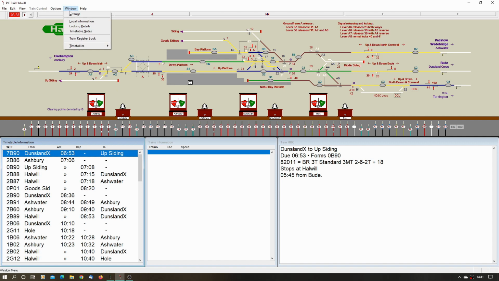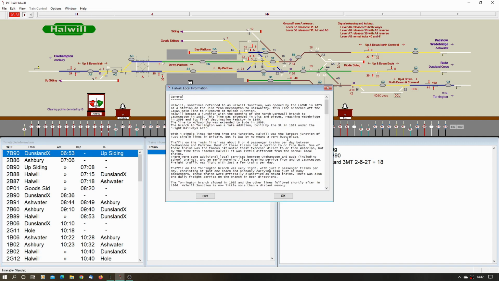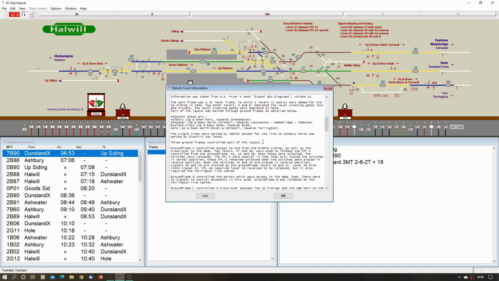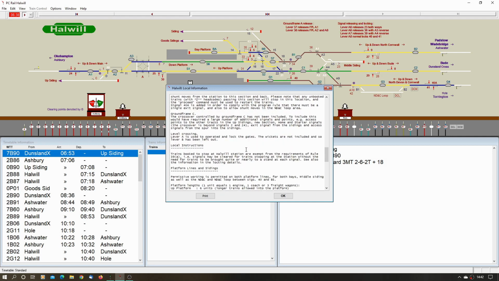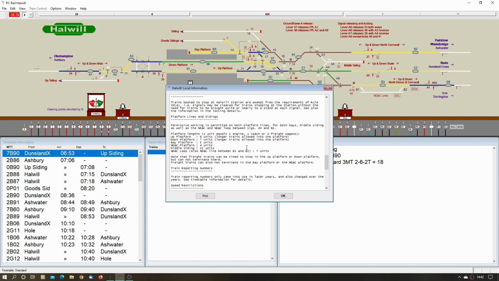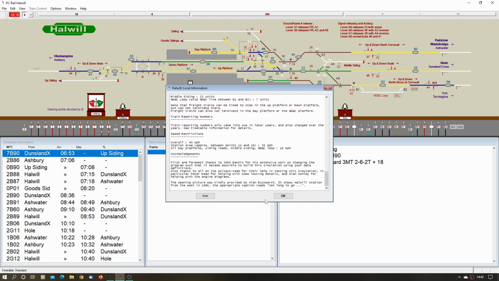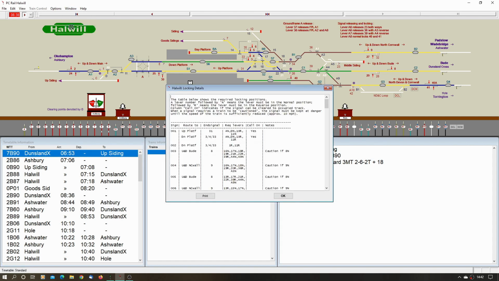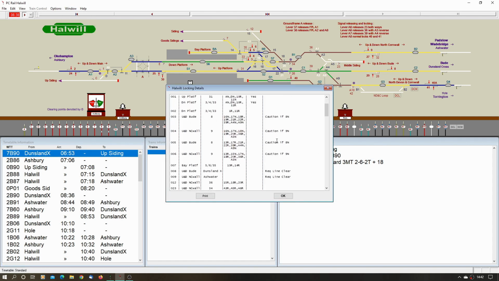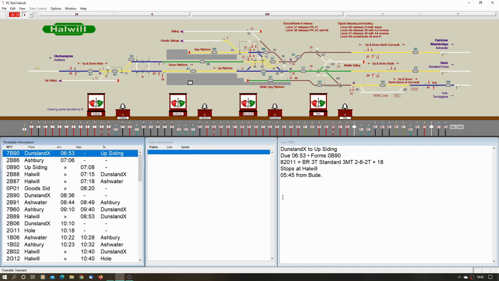I would always recommend you, as always, have a read through the local information. There's quite a lot on the ground frames here. There's some quite unusual and awkward interlocking, it's caught me out before, so have a look through that. And then we've got the locking details as well. That's quite comprehensive. So I'm going to start the simulation running, and I can go through the clearing points, the layouts and the FPLs, etc.